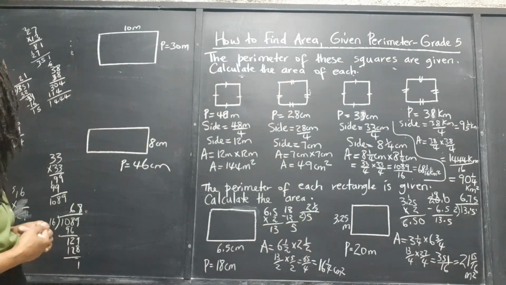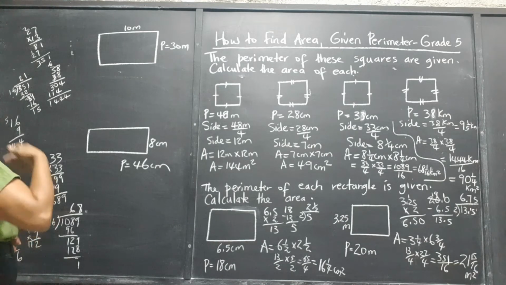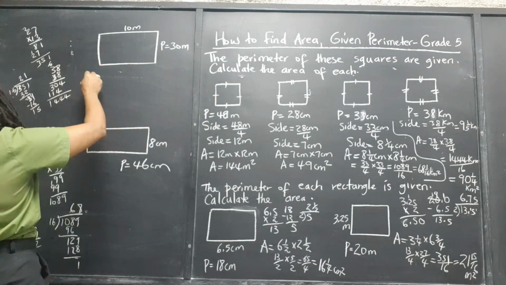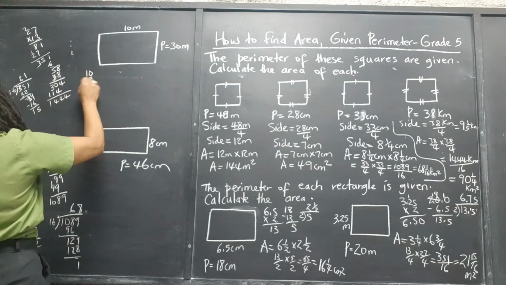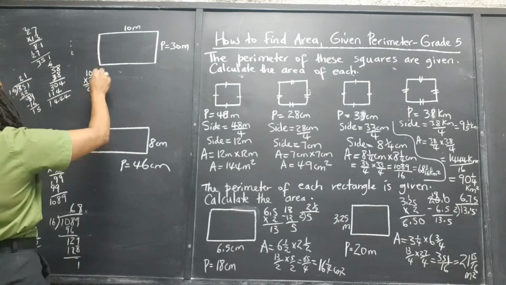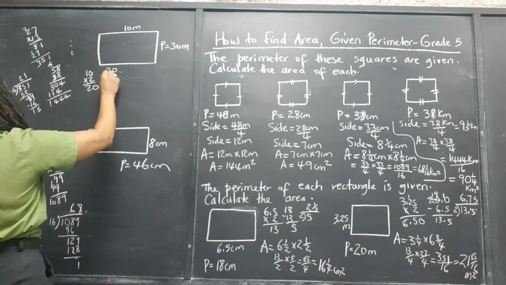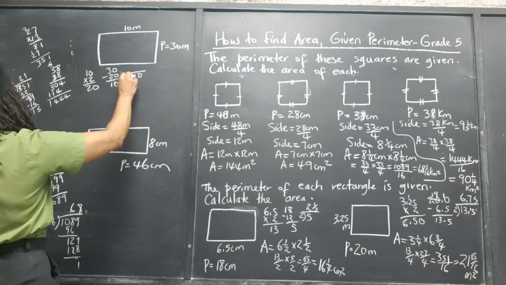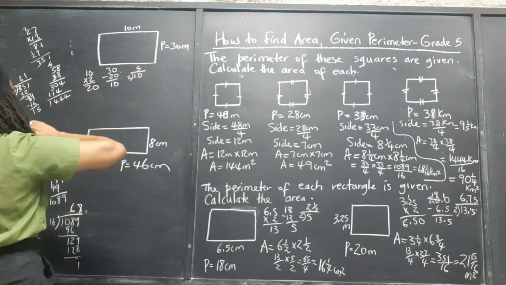Alright, so we have 2 to go. The length is 10, the perimeter is 30. Alright, so 10 times 2, that's 20. Take that from the perimeter, leave 10, divide that by 2, and that gives us the width.